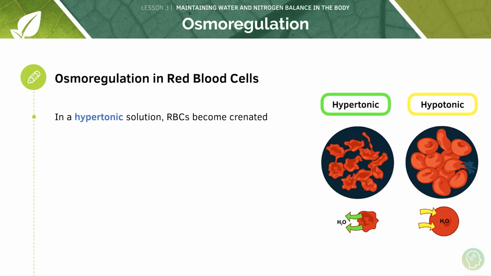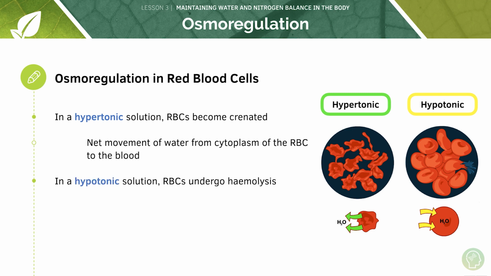So this just summarises it for you. In a hypertonic solution, your red blood cells are going to shrink, or the posh word for that is crenate, and there's going to be net movement of water from the cytoplasm of the red blood cell into the blood. And in contrast, in a hypotonic solution, the red blood cells undergo hemolysis, so they burst. So lysis is bursting, and there's net movement of water from the blood into the blood cells that causes this.